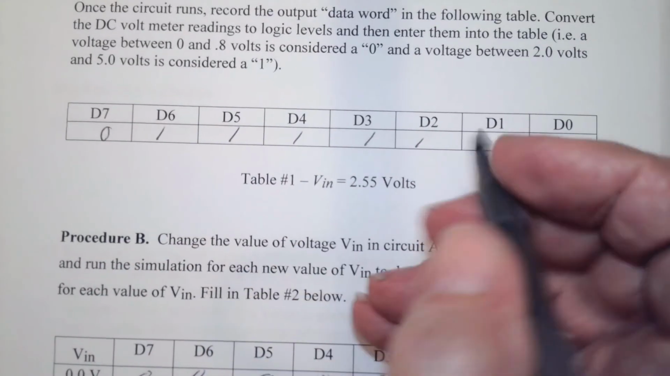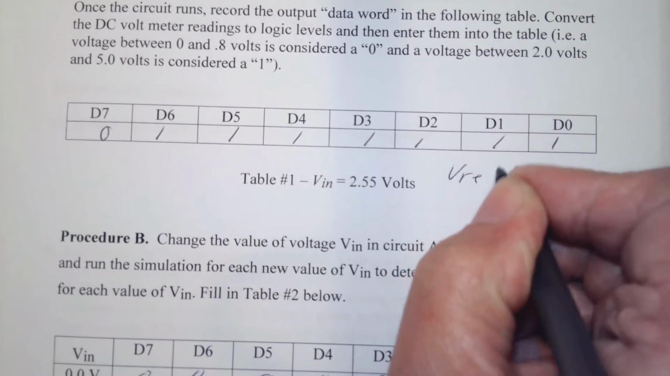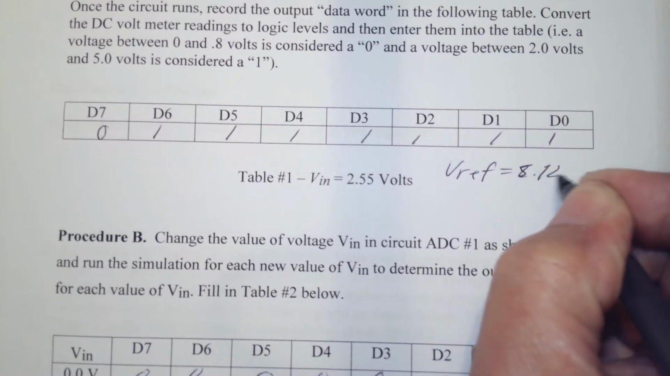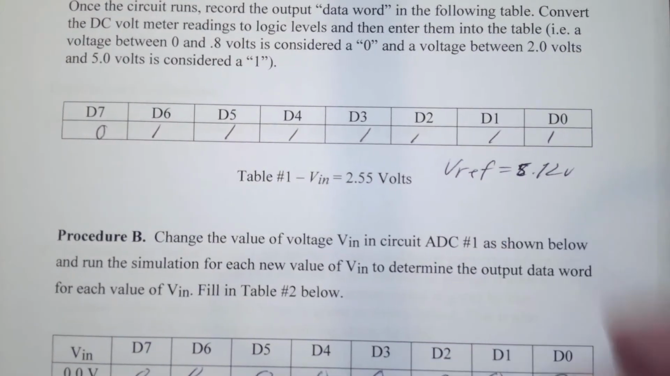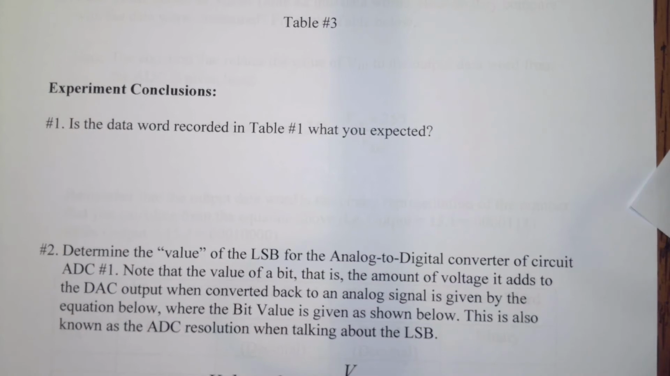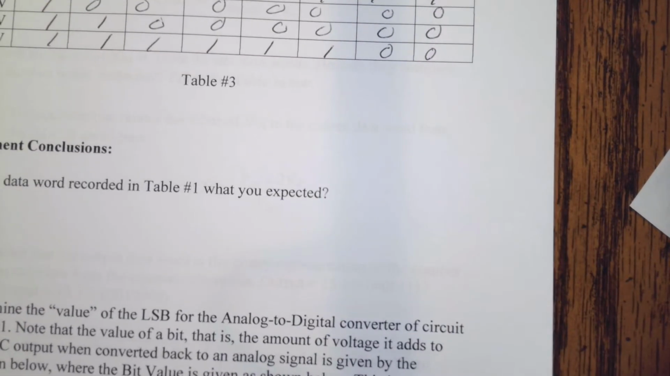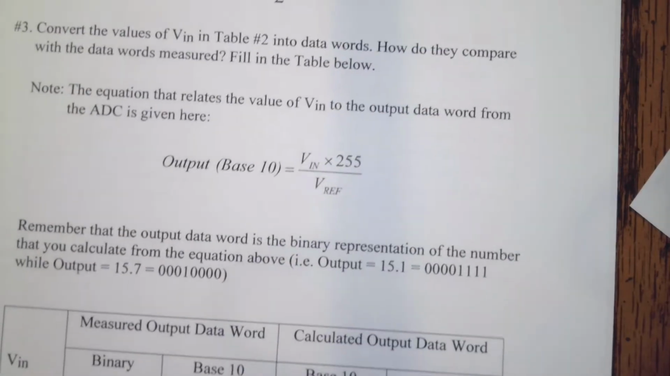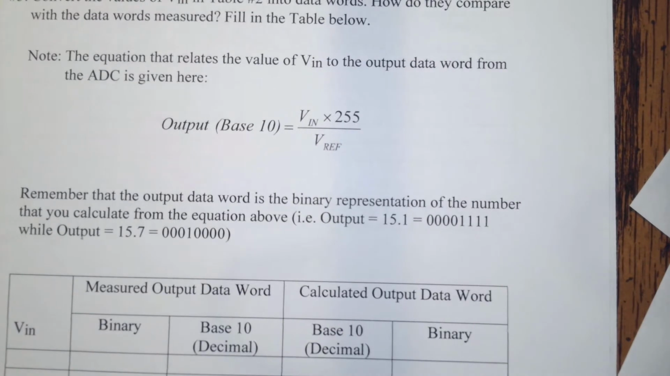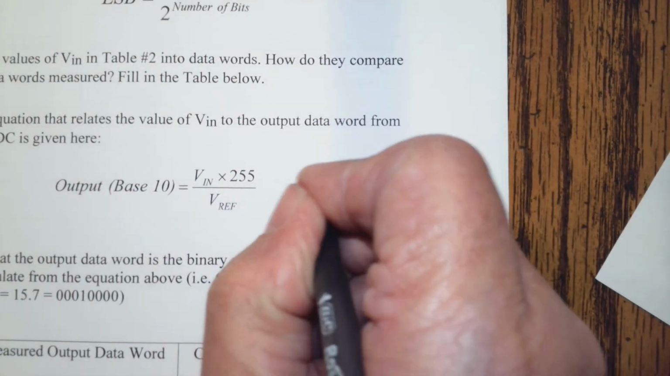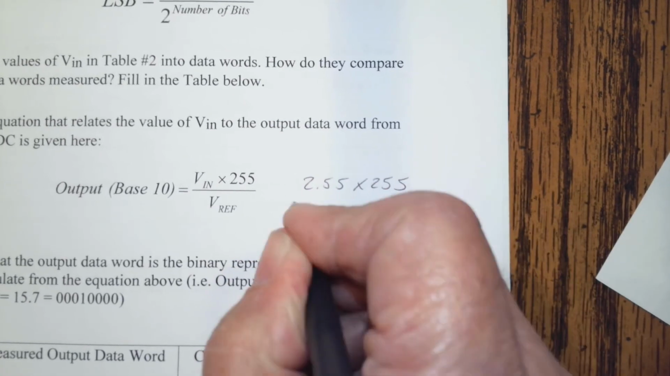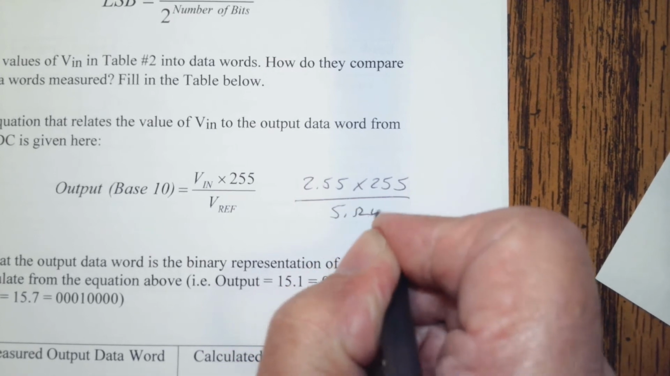It turns out it is. The reference voltage here is equal to 5.12 volts. I don't know how well you can see that. And our equation for the output is someplace here. Output in base 10 is this guy here. So we had 2.55 times 255 divided by 5.12 volts.